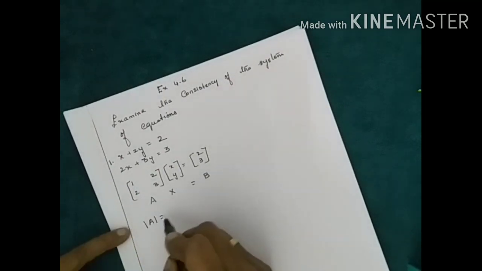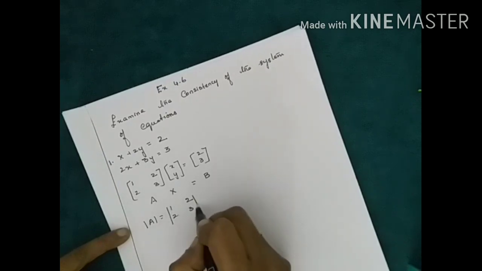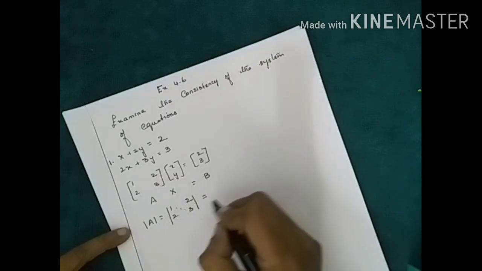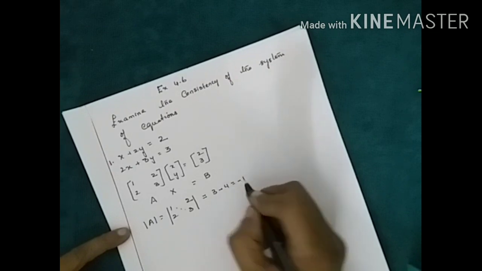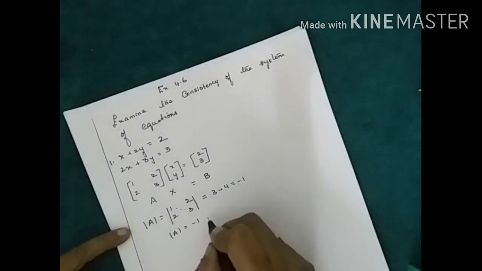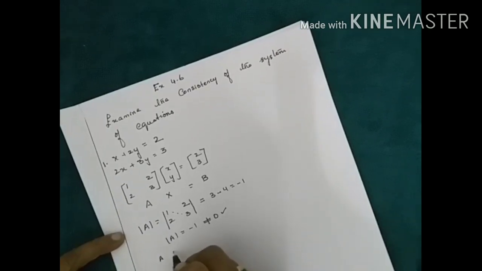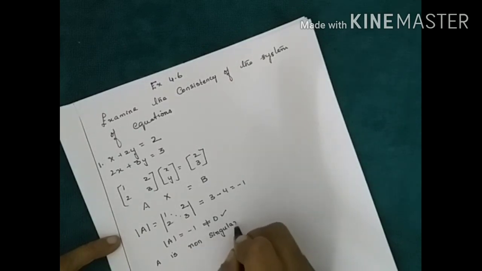The determinant of A is |1 2; 2 3|. Let us find the determinant of A, that is 1 multiplied by 3 minus 4, that is equal to minus 1. Determinant of A is minus 1, it is not equal to 0. If it is not equal to 0, then the matrix A is non-singular. The matrix A is non-singular.